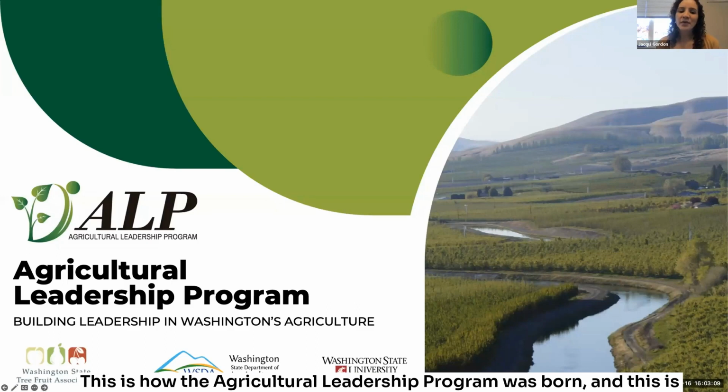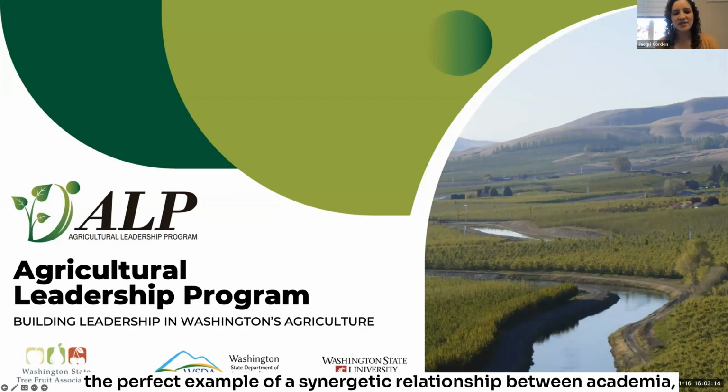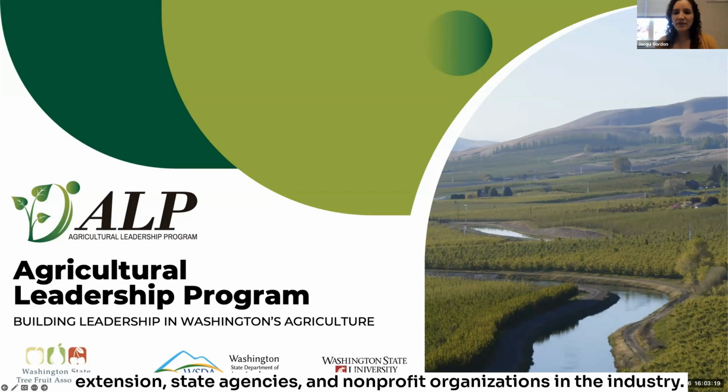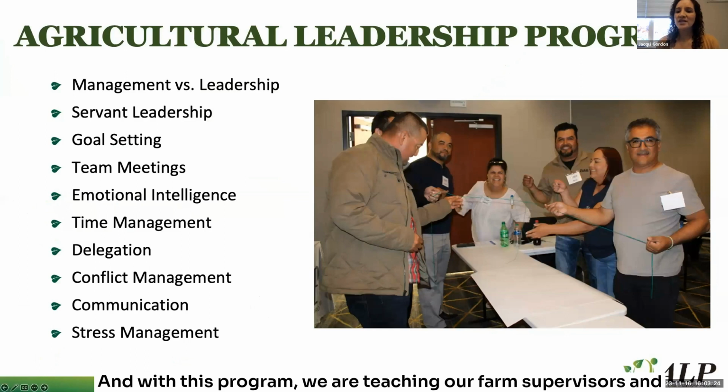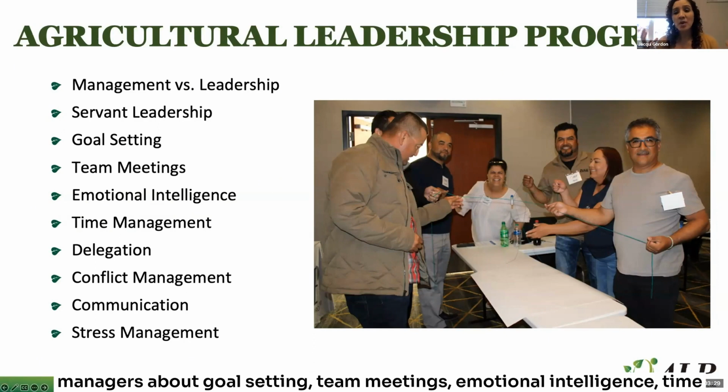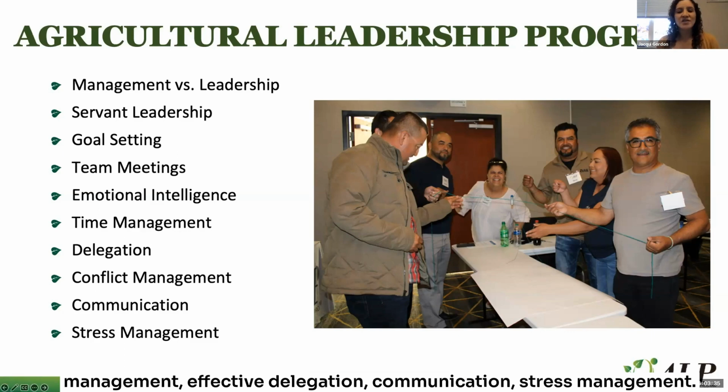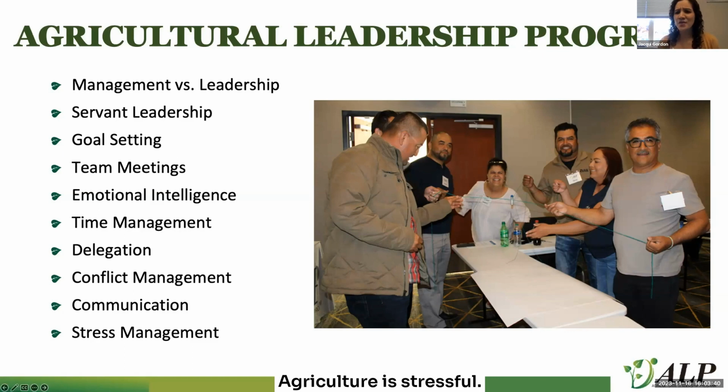And this is the perfect example of a synergetic relationship between academia, extension, state agencies, and nonprofit organizations and the industry. And with this program, we are teaching our farm supervisors and managers about goal setting, team meetings, emotional intelligence, time management, effective delegation, communication, stress management. Why are we not focusing on stress management? Agriculture is stressful. Agricultural suicide is higher than in the military, so we should be teaching how to manage stress.